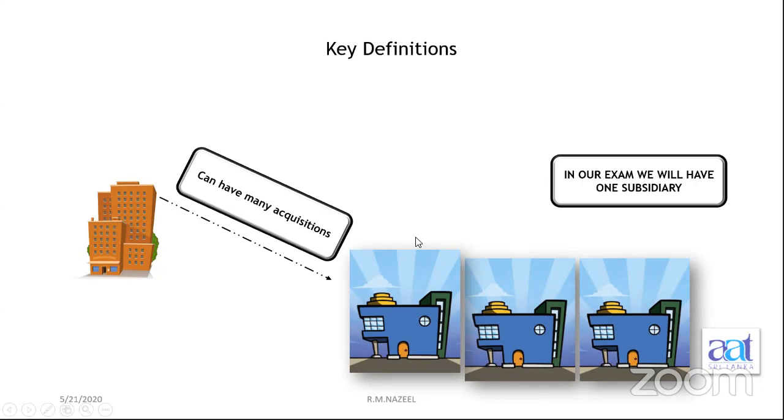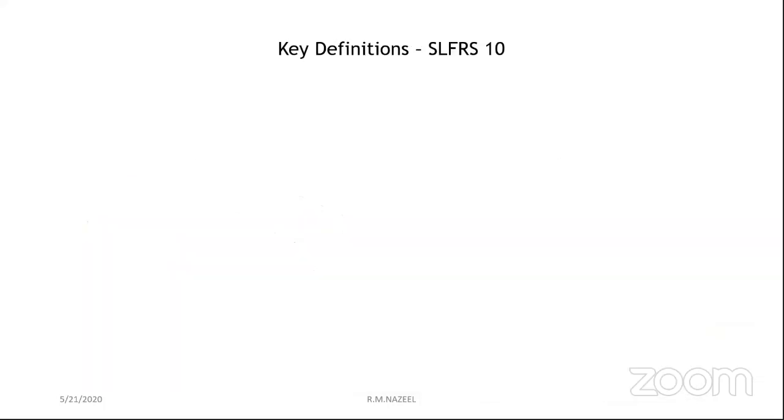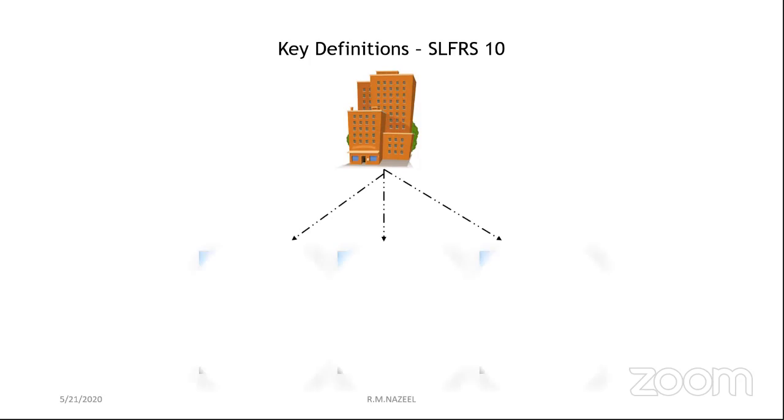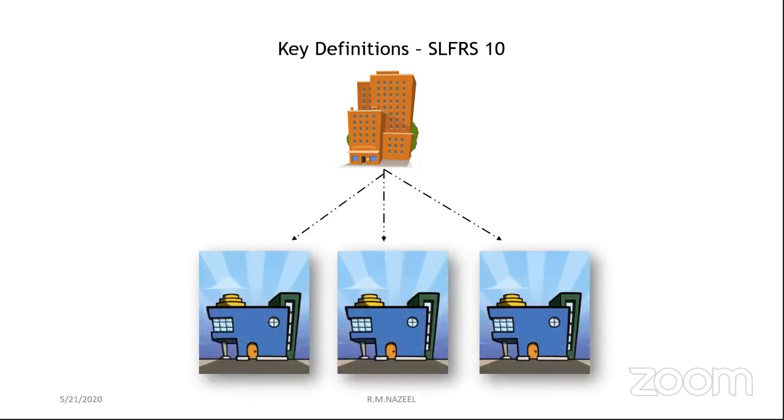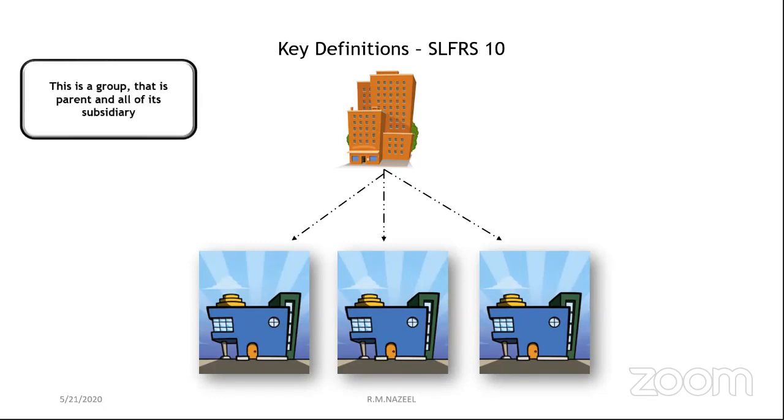So I have given you a basic understanding of what a business combination is, right? We'll go to the next definition, right? After knowing the business combination, for the key definition you need to understand who is the person at the top and who are the people at the bottom, right? Now in this combination, the arrow, the person at the top and the people at the bottom are called a group of companies. Right? It's a group of companies.